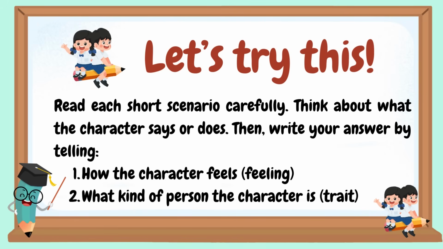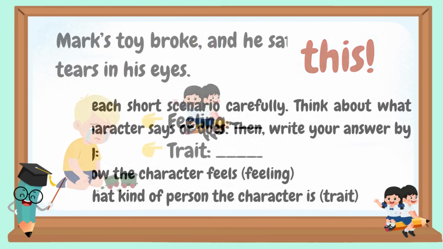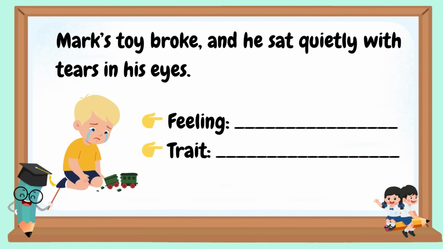Let's try this. Read each short scenario carefully. Think about what the character says or does. Then write your answer by telling how the character feels, what kind of person the character is. Mark's toy broke and he sat quietly with tears in his eyes. His feeling is, and his trait is.